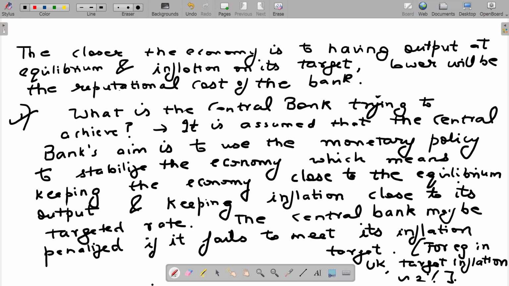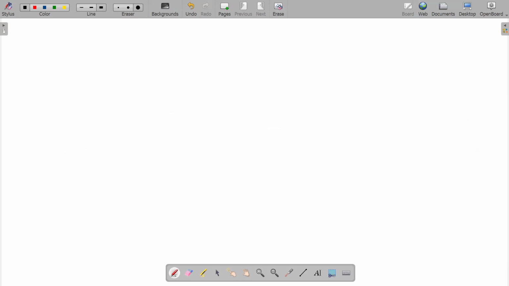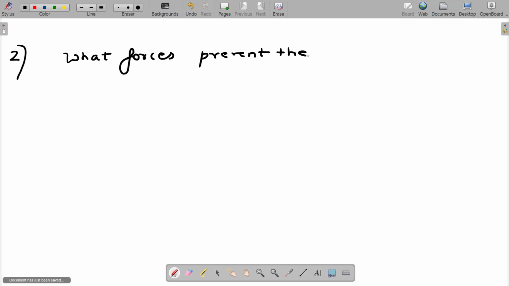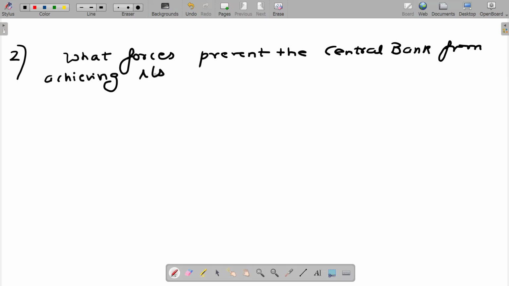Hoping students have understood this. Now let us see what are the forces which are going to prevent the central bank from achieving the target, which come usually from the private sector. If I erase all this off, I can now answer the second question: what are the forces which prevent the central bank from achieving its target?